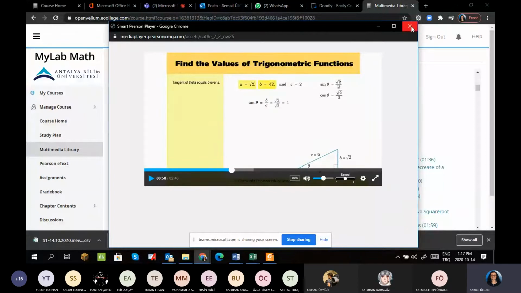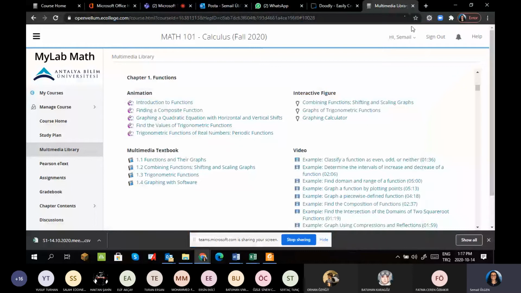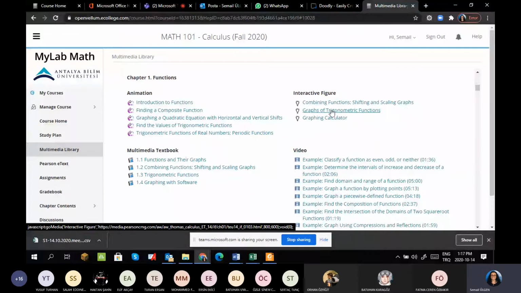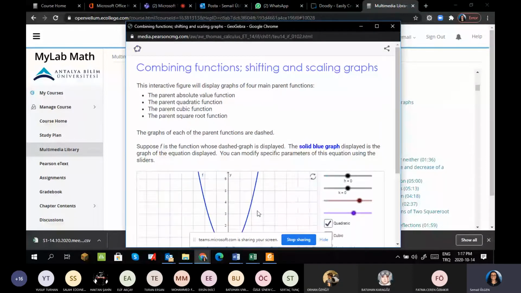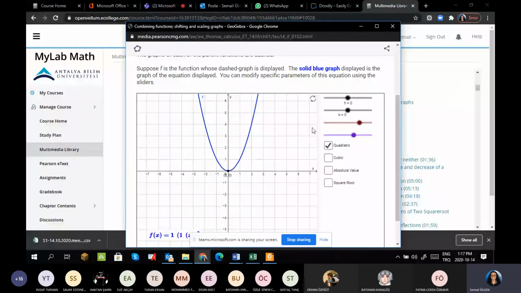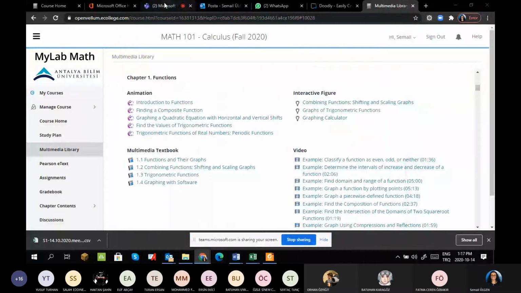Okay, so as you will see, there are really nice animations here. They call it animations, and we have interactive figures as well, which is combining functions, shifting and scaling. I want to show you that. This is really nice. We covered the shifting and scaling yesterday, so you would like to see it, I believe. Okay, let me see. Just give me 1 sec.